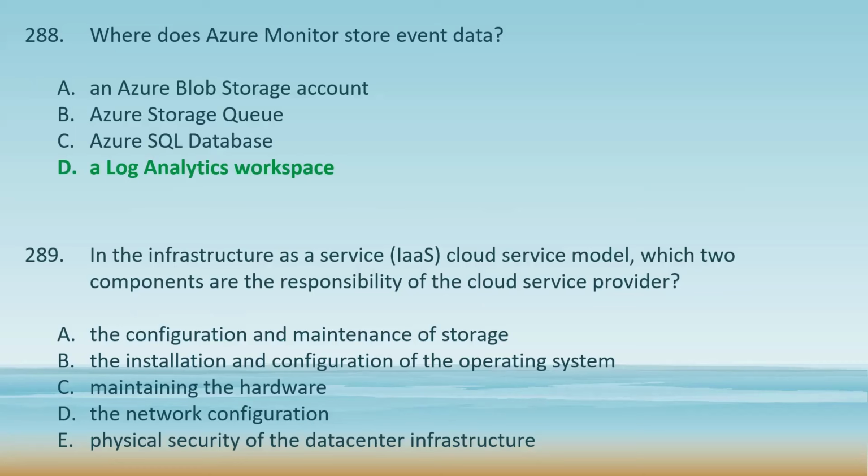And friends, the first responsibility of the cloud service provider among the given options will be maintaining the hardware. The cloud service provider is responsible for managing the physical hardware infrastructure, including servers, networking equipment, and storage devices. And the second responsibility among the given options will be physical security of the data center infrastructure. The provider ensures appropriate physical security measures to protect the data centers where the infrastructure is hosted against unauthorized access, theft, and environmental hazards.